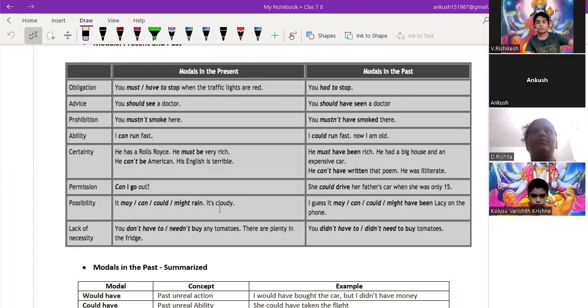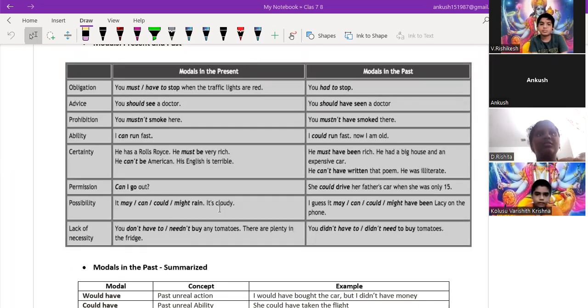Okay. Yes, sir. Next, Varshit. Yes, sir. Sir, ability. Sir, it's the present tense of the modals. I can run faster, but in the past it is I could run faster. Now I am old.